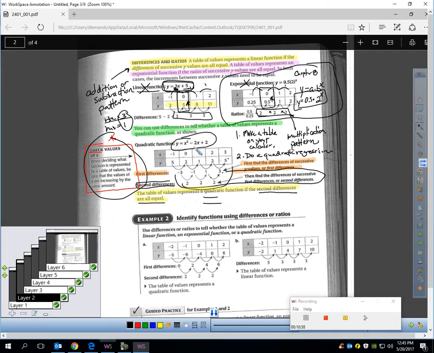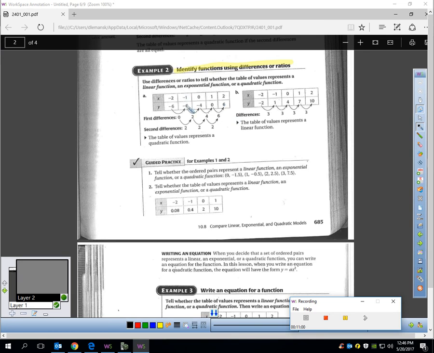It's matched in the book. So let's practice a couple of these. Use differences or ratios to tell whether the table of values represents a linear function, an exponential function, or a quadratic. So this first table, let's look at it. And they give us the answer here, but let's pretend they didn't.